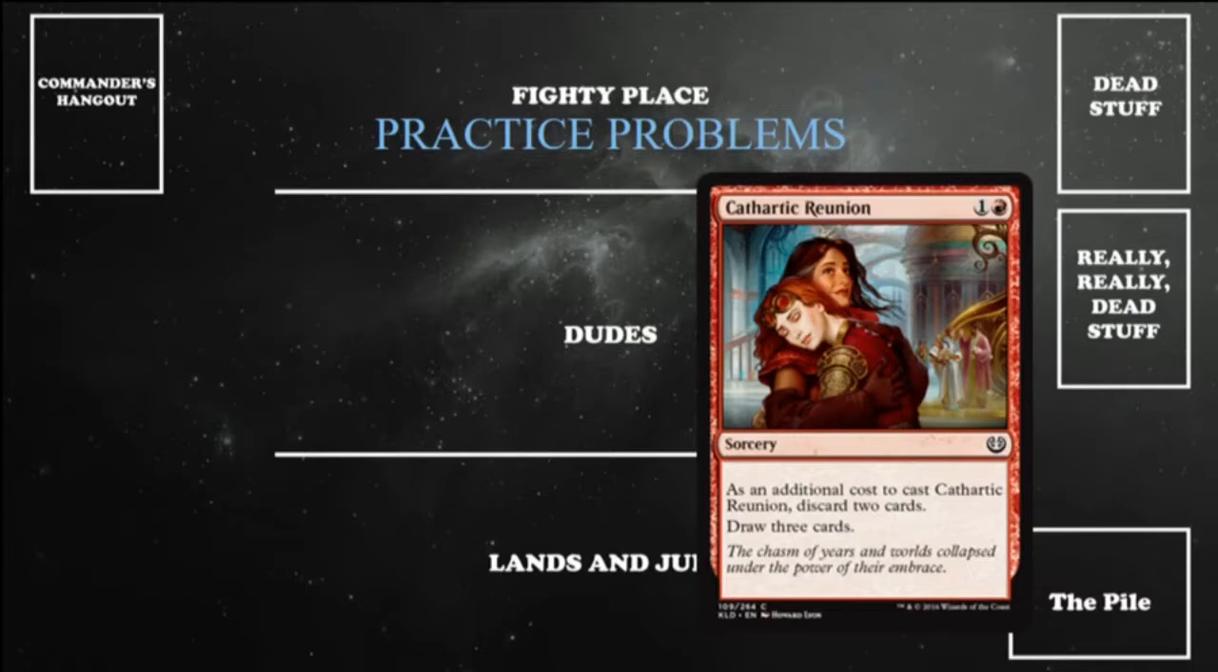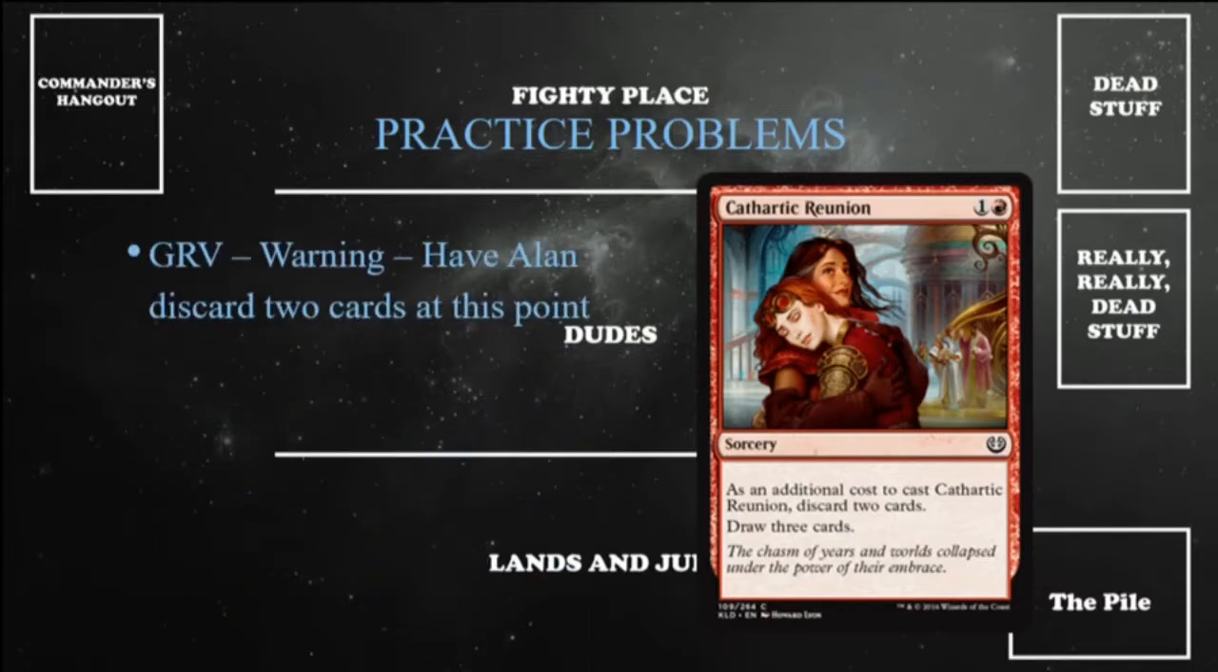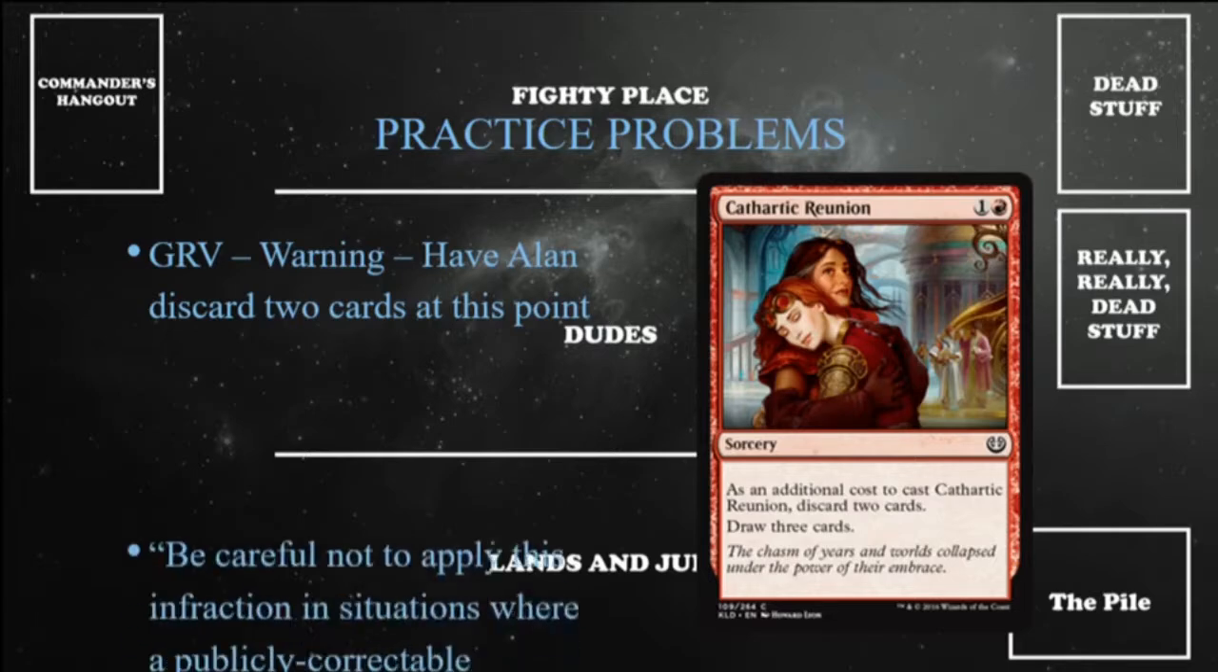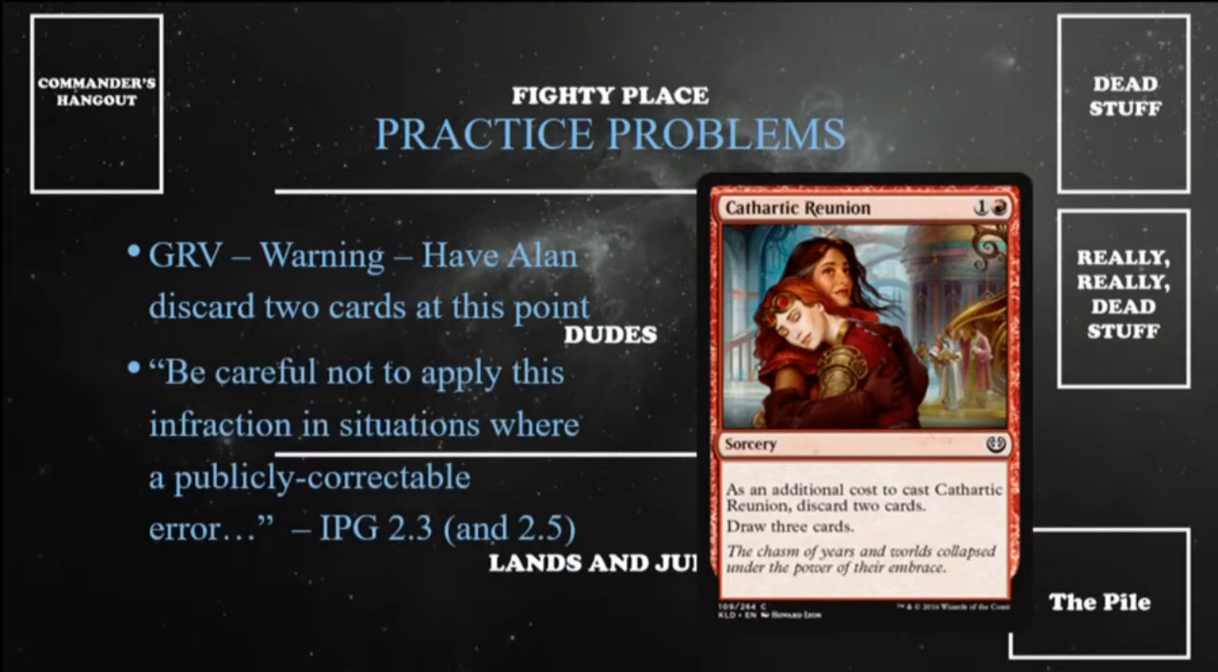This one actually gets really interesting. It is in fact a GRV. It is a warning, but you only have Alan discard 2 cards at this point. The reason why it is not hidden card error, be careful not to apply this infraction in situations where a publicly correctable error results. He improperly cast the spell. This is no different than tapping 3 and white to cast a Wrath of God. Additional cost was not paid.